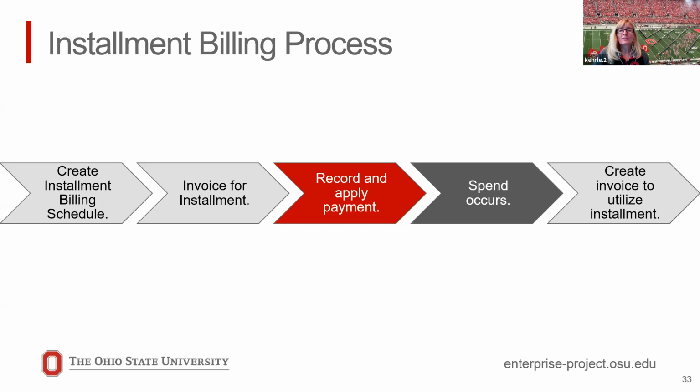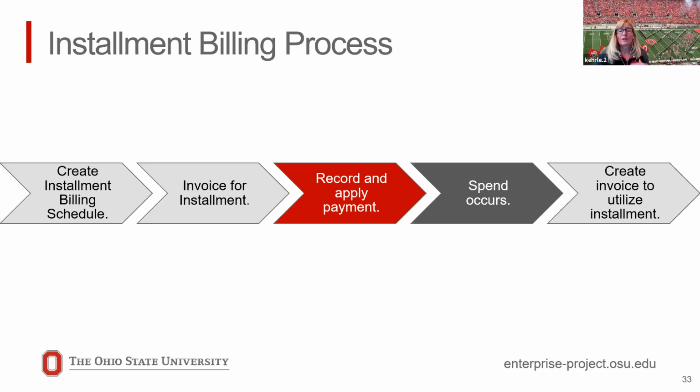Based on the frequency of the installments set up by the bill schedule, the installment invoice is created and sent to the sponsor by fiscal services. And this occurs whether or not they have spent on the award. So payments can be received at any time after we've sent that invoice, and we will apply those to the installment invoices, as we're going to demonstrate later.